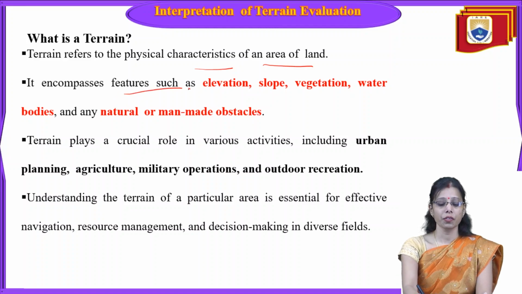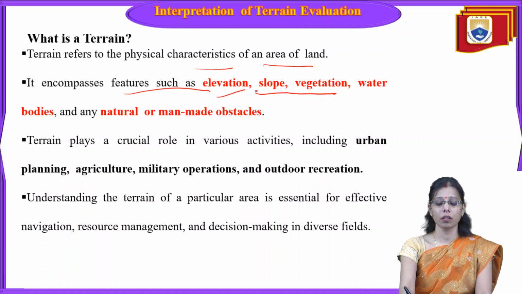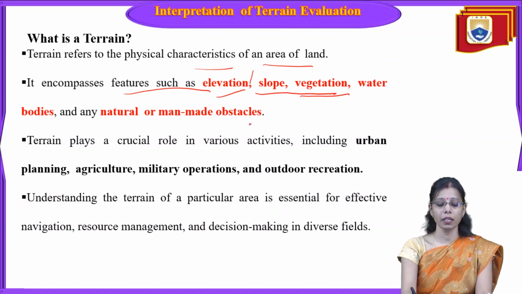So it encompasses features such as elevation, slope, vegetation, water bodies and natural or man-made obstacles. Elevation also comes under physical characteristics. Slope, what is the type of the slope? Vegetation, what is the type of the vegetation? And water bodies, what are the different types of water bodies? We are going to discuss all that today. And natural and man-made obstacles.